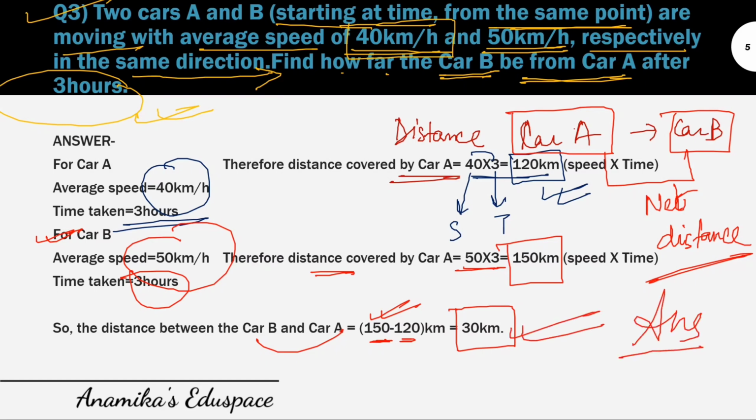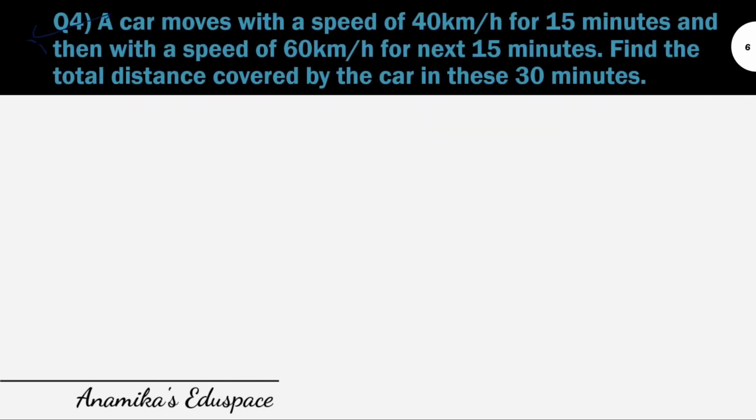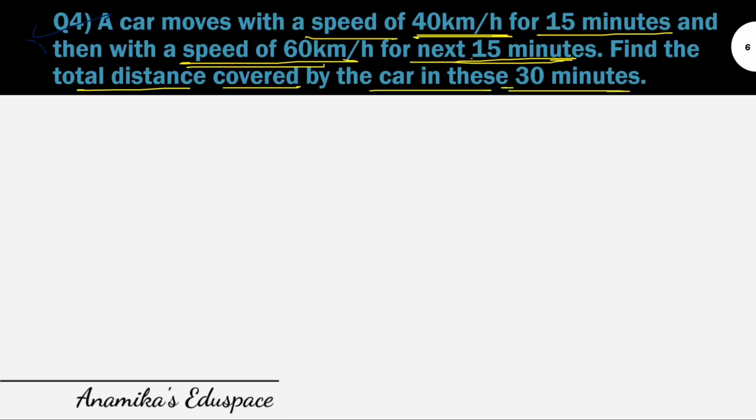So therefore, car B is 30 kilometers away from car A after 3 hours. Okay. Next question. A car moves with a speed of 40 kilometers per hour for 15 minutes and with a speed of 60 kilometers per hour for the next 15 minutes. Find the total distance covered by the car in these 30 minutes.